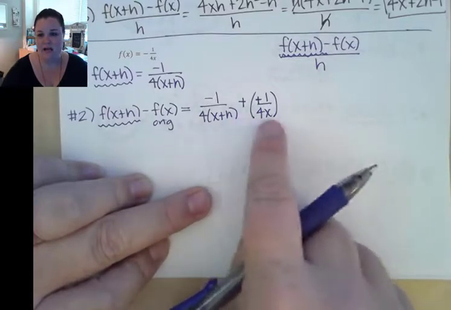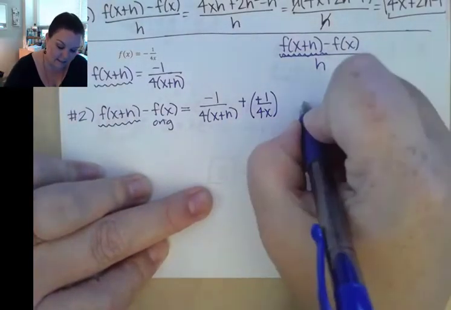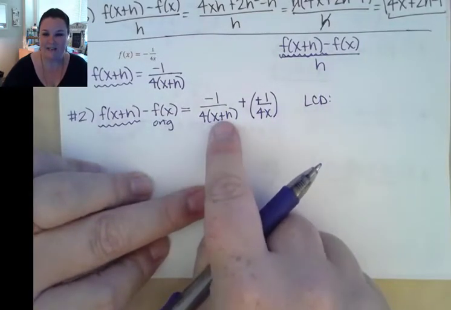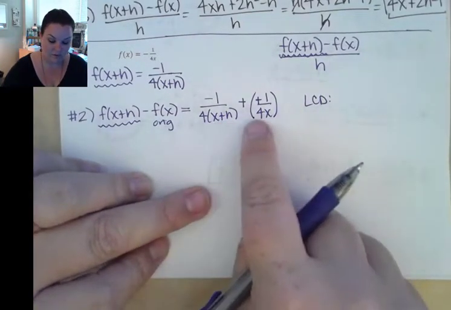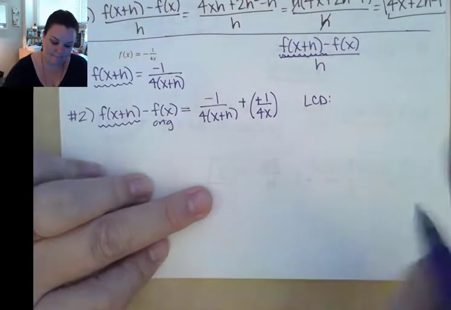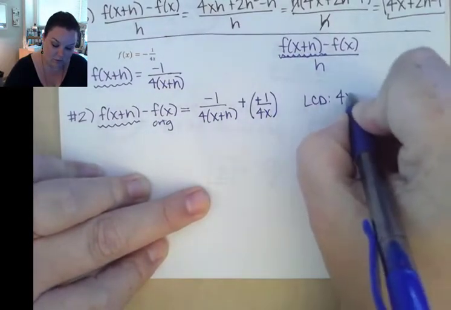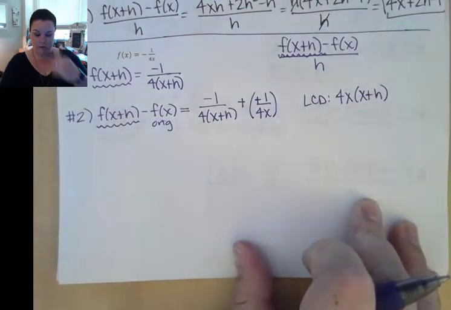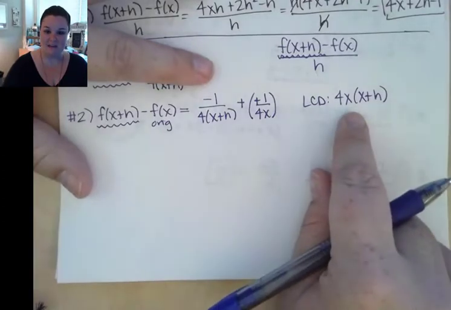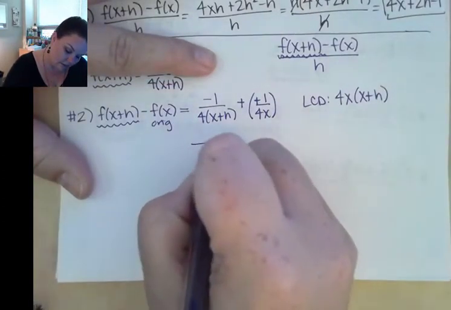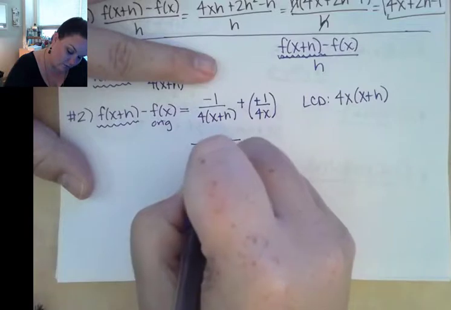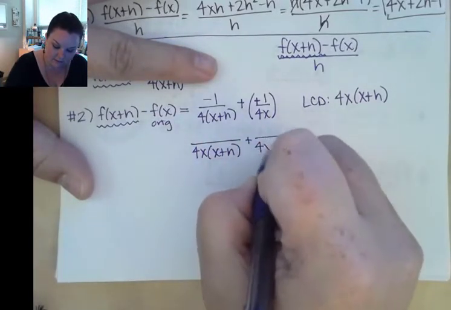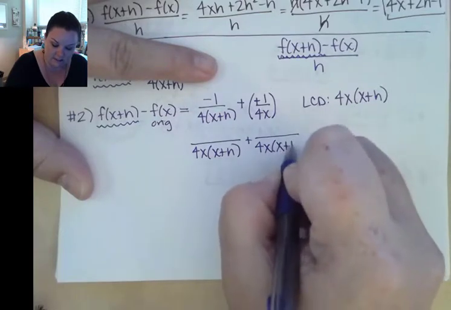And right now they do not have the same denominator. So I need a least common denominator. For this denominator, I need a 4 and I need an ugly quantity. For this one, I need a 4 and an x. So that means altogether I need a 4, an x, and an ugly quantity. So I want to write both of these fractions with that denominator. So here I want to be able to write this as 4x times x plus h, and here I want to write this as 4x times x plus h.